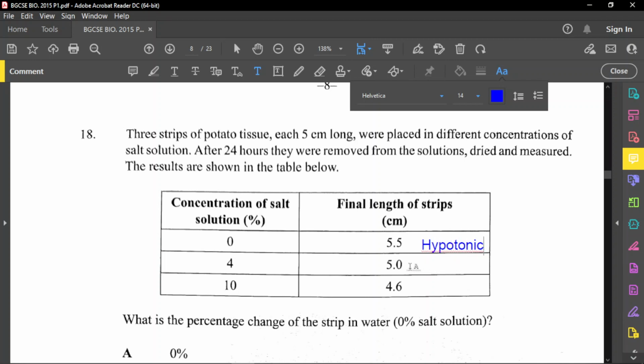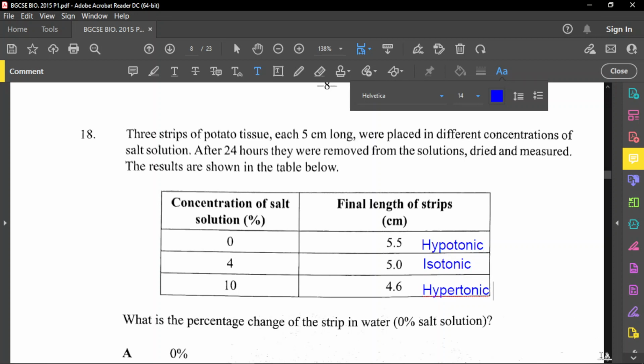Now, if the length remains the same, as in 5, because it started at 5 and it remains the same, this one will be isotonic solution. And a decrease in length is because of a hypertonic solution. So these are different types of solutions that you need to know. Hypotonic will be a dilute solution compared to what is in the cell, and hypertonic will be a concentrated solution, more than what is in the cell, and isotonic is the same concentration as what is inside the cell.